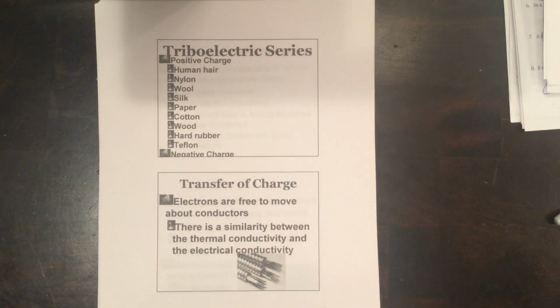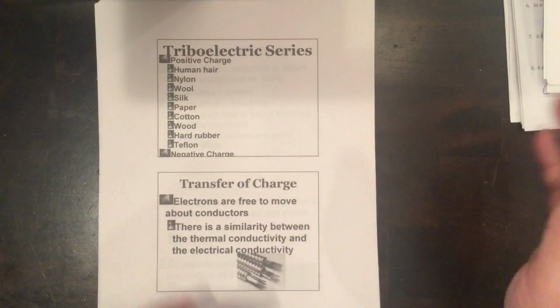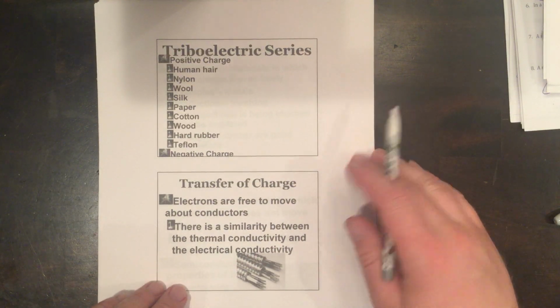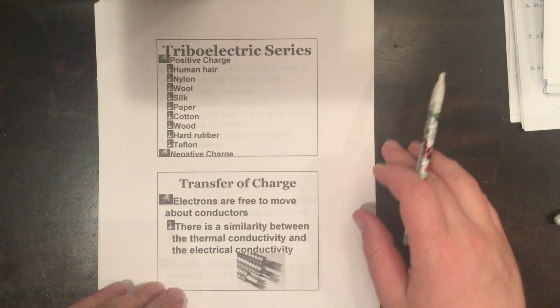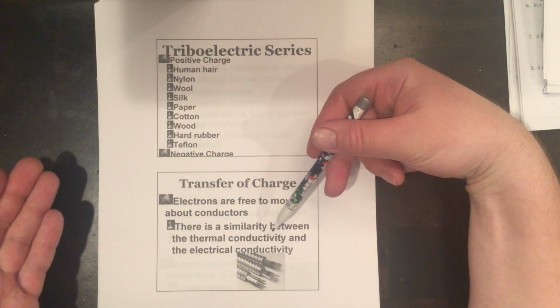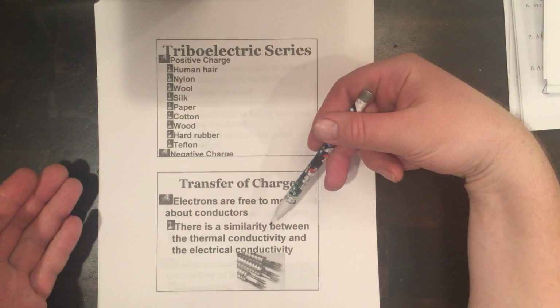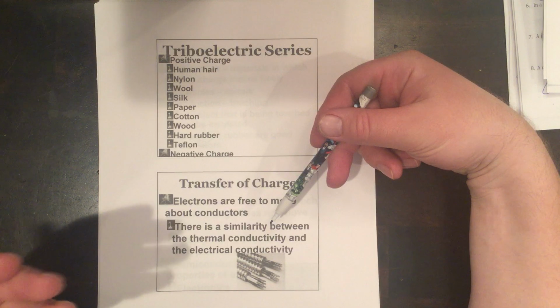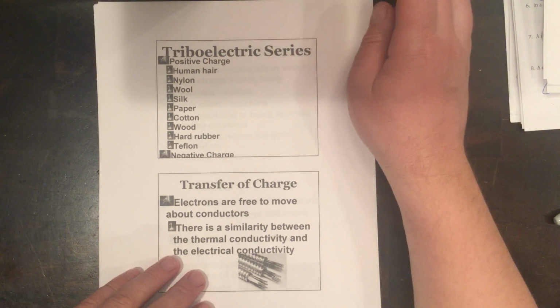So let's get into transfer of charge. If you remember from chemistry, I mentioned metals and how they conduct electricity well because they have this free-flowing ability to have electrons flowing between the atoms very easily, okay? It's very similar to thermal conductivity. In thermal conductivity, metals conduct heat better. Well, they also conduct electricity better. Glass doesn't conduct heat as well, neither does glass for electricity. So it's kind of similar.